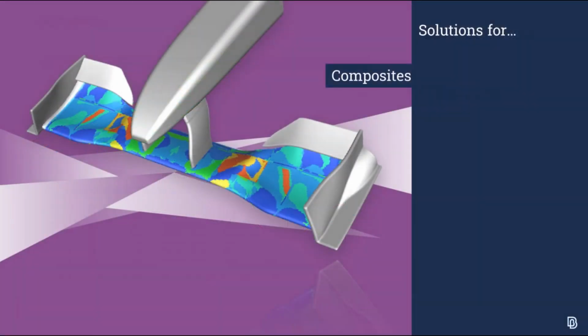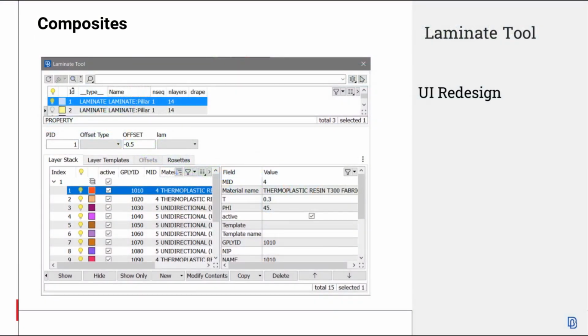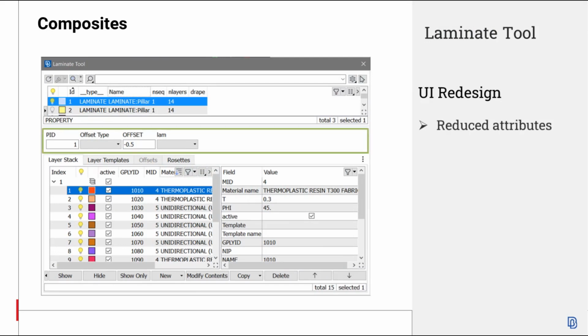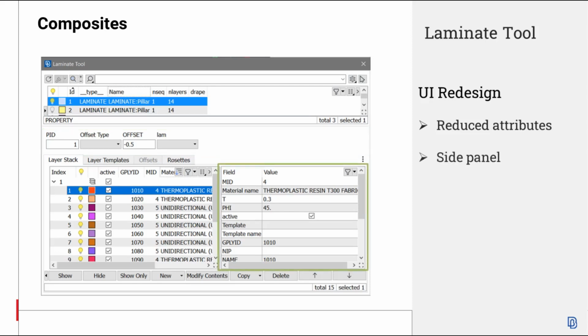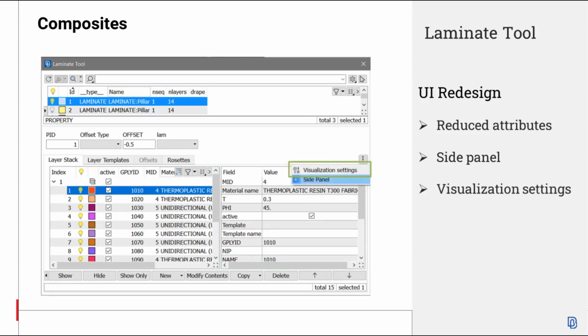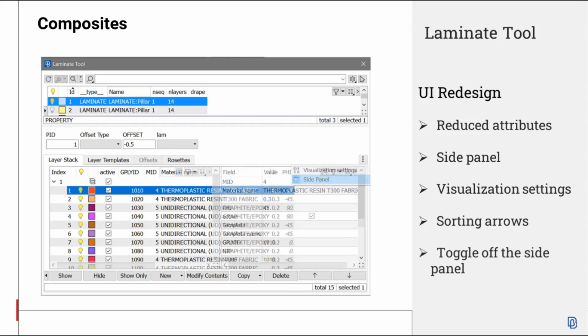In the Composites field, the Laminate Tool UI layout has been improved, aiming to unclutter the screen space. The property attributes that are not related to laminate layers have been removed. A side panel has been added to contain all layer attributes. This was done in order to unclutter the layers list by hiding the uncommon attributes and still have them accessible when needed. The visualization settings and sorting arrows have been relocated to reduce the overall window size, and the side panel can be switched off in order to leave visible only the most commonly used layer attributes.